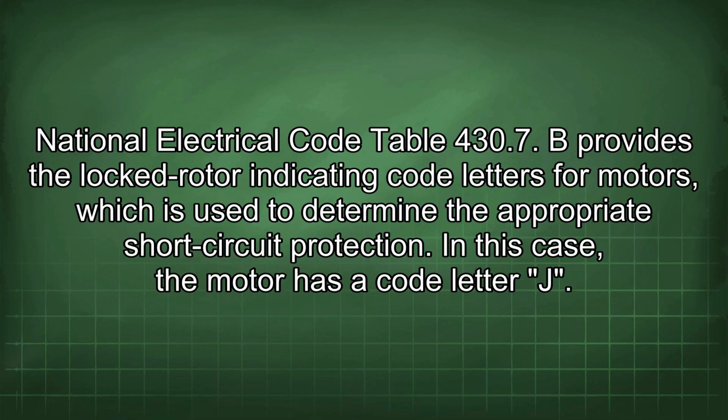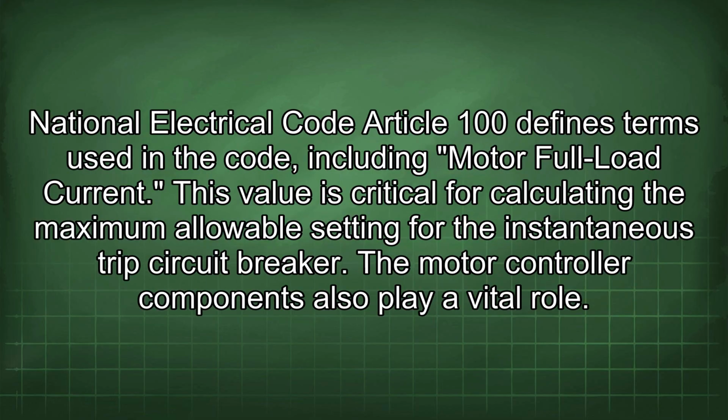In this case, the motor has a code letter J. National Electrical Code Article 100 defines terms used in the code, including motor full load current. This value is critical for calculating the maximum allowable setting for the instantaneous trip circuit breaker.